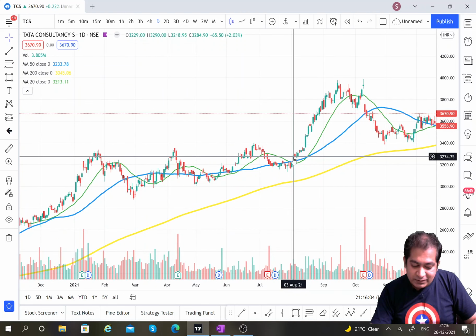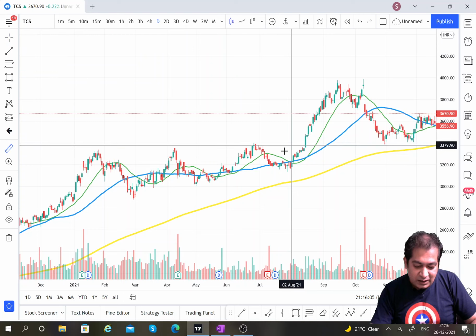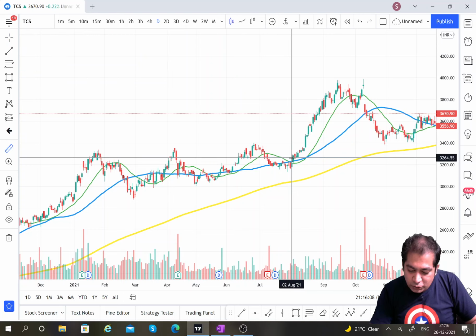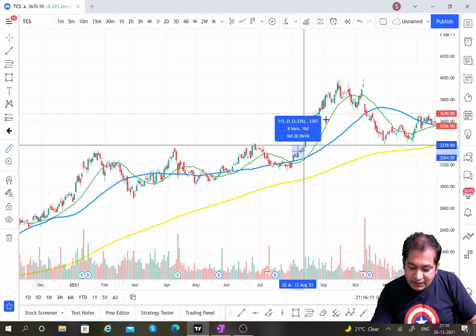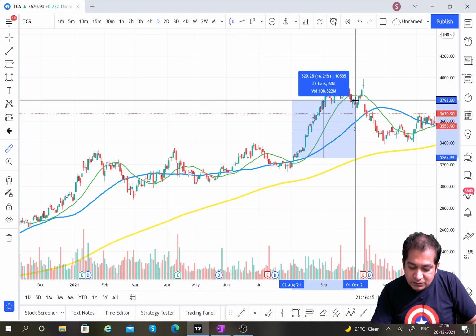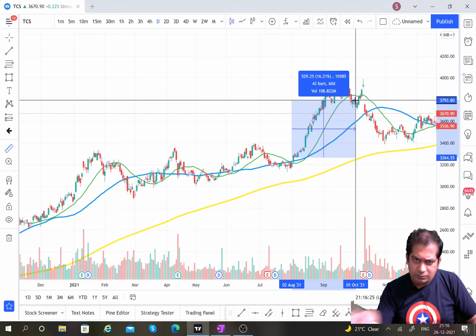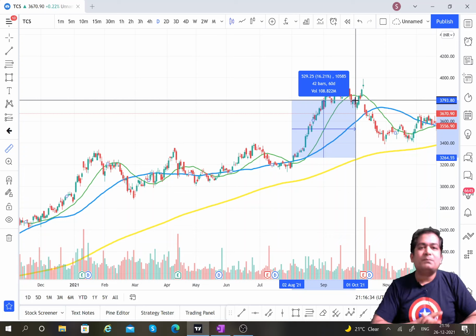Now you will enter at this point, that is 23264, and exit when the candle closes below the 200 period moving average. So it means from 2nd August to 1st of October. Alright. Then how much? Entire August, entire September, 1st of October. So that is 2 months. In 60 days time period, you have generated a return of 15% again. That is the beauty of moving average.